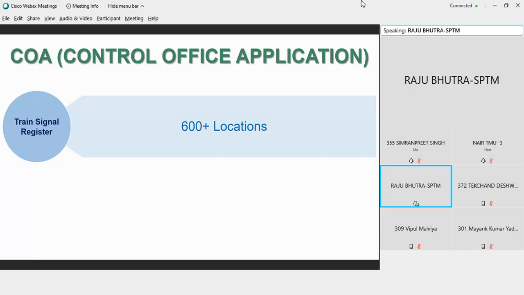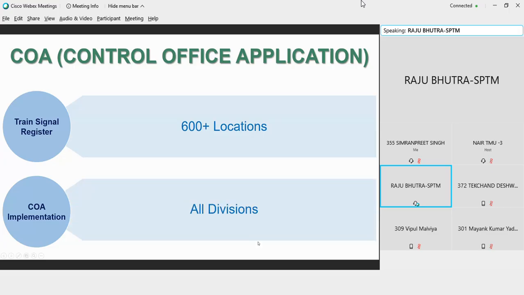Train signal register is available using COA at 600 plus locations, and COA implementation has been done in all divisions of the Indian Railway.